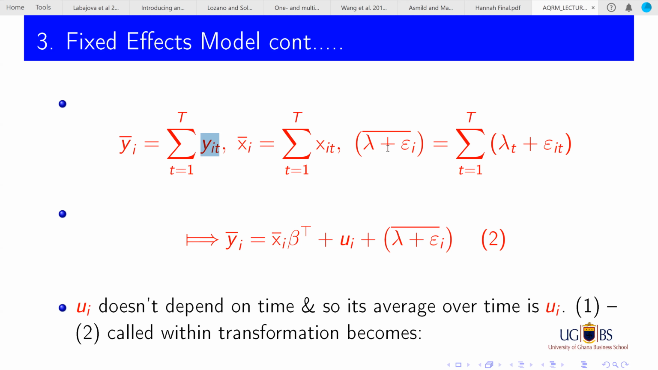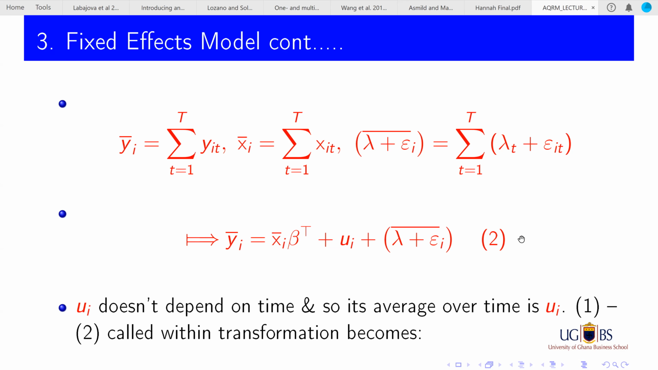Now the lambda is with T, and the epsilon is with T, okay? And so when we sum them equally, we get the same thing like the rest. And when you do that, you are now going to get YI bar equals XI bar times beta. The UI is not having a bar because the UI does not change across time. This is the individual error component. And then, of course, the time dummy and the idiosyncratic error. The UI doesn't change with time, so its average over time is the same UI.